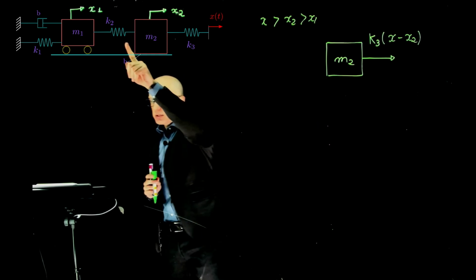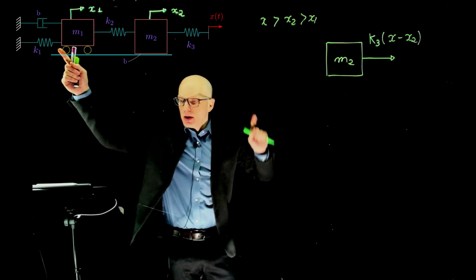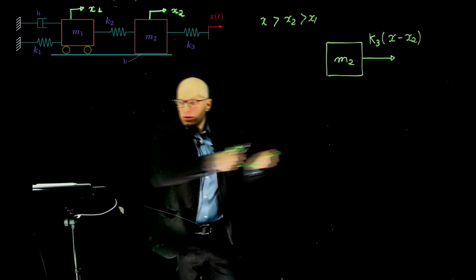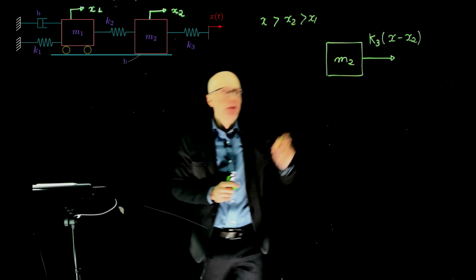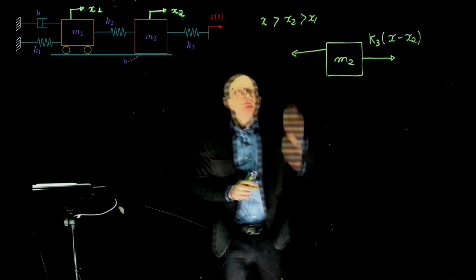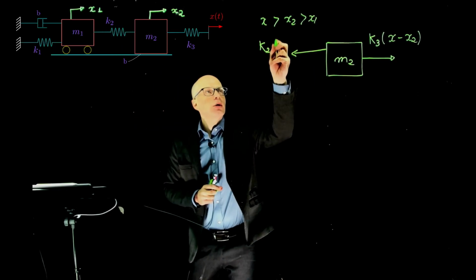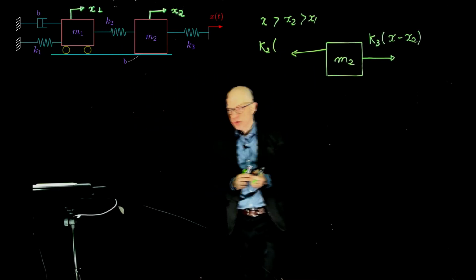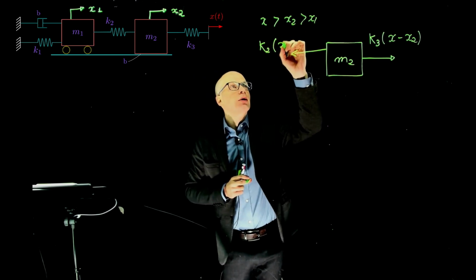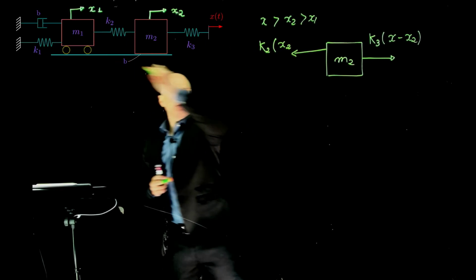We have this spring, and this spring is holding the mass back. If you hold M1 and stretch the spring and make mass M2 move to the right, this spring is kind of pushing it back. So it has a force that goes in the opposite direction. This force corresponds to a stiffness K2 times the relative displacement of that spring. As per our convention, x2 is greater than x1. So x2, the displacement of this side of the spring, minus x1, the displacement of that side of the spring.